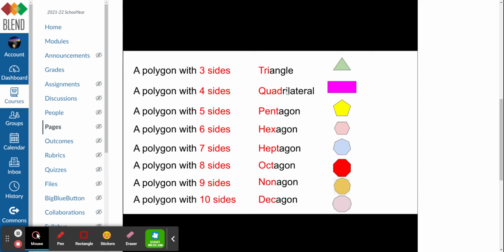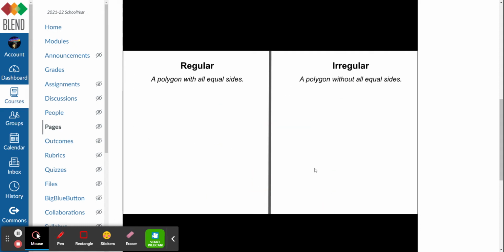So these are the ones that you're responsible for in 5th grade. Triangle, quadrilateral, those are the ones that you already know from 4th grade. Triangle has 3 sides, quadrilateral has 4 sides. And then in 5th grade, pentagon 5 sides, hexagon 6 sides, heptagon 7 sides, octagon 8 sides, nonagon 9 sides, decagon 10 sides.